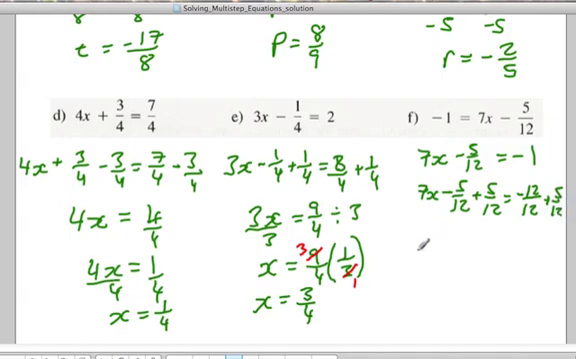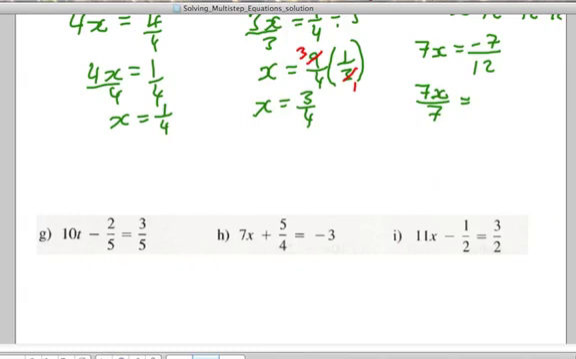So this simplifies then to be 7x, because minus 5 twelfths plus 5 twelfths is 0, is equal to negative 12 plus 5 is negative 7, and you keep the denominator, which is 12. So now we're going to divide both sides by 7. So it's negative 7 over 12 divided by 7.